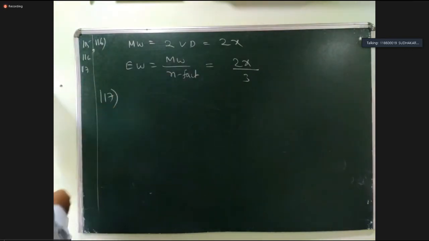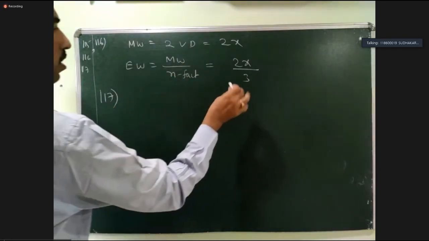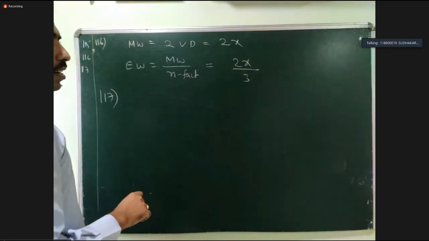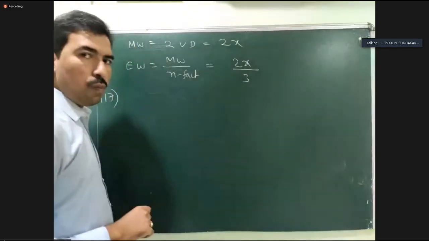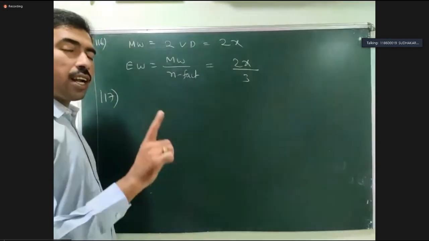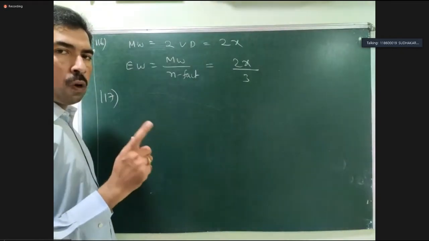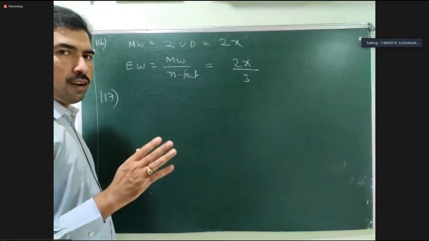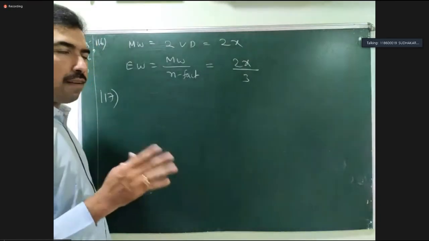Tribasic acid: tribasic means basicity 3. Dibasic acid: dibasic means basicity 2. Monobasic acid means basicity 1. Tetrabasic acid means 4. Mono 1, di 2, tri 3, tetra 4, penta 5.